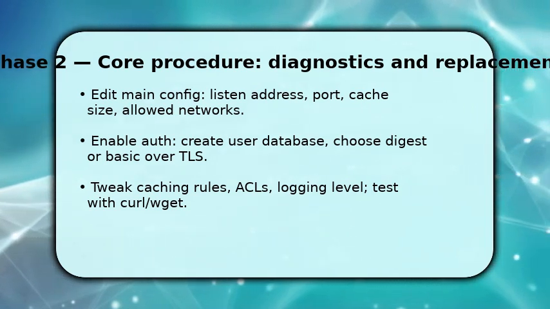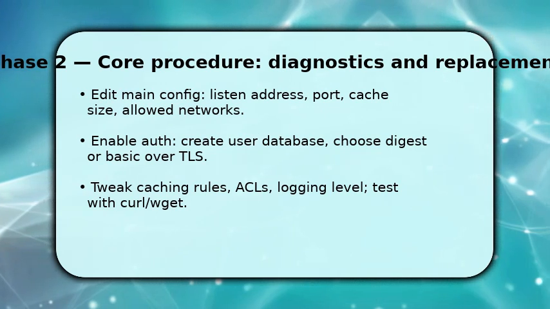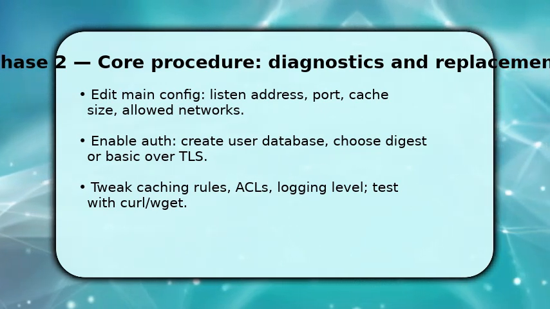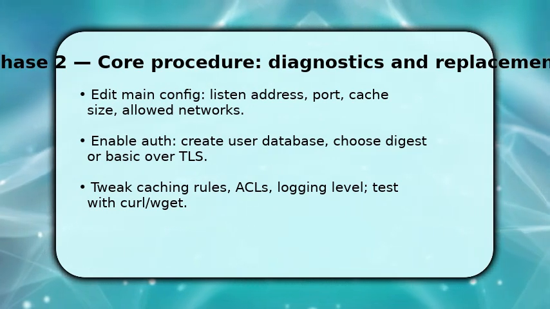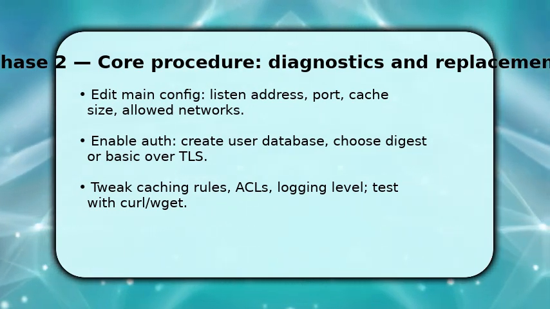Configure caching rules and log rotation. These control performance and disk use. After changes, restart the service and test connectivity with curl or wget to confirm expected behavior.